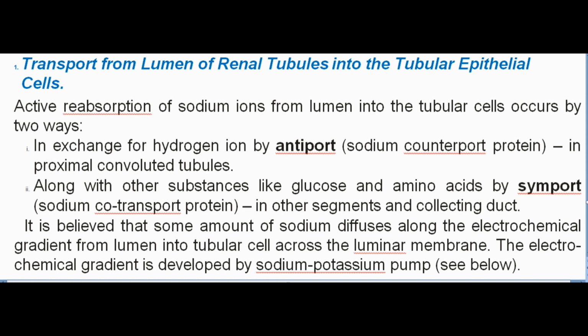Transport from lumen of renal tubules into the tubular epithelial cells. Active reabsorption of sodium ions from lumen into the tubular cells occurs in 2 ways: in exchange for hydrogen ion by antiport, sodium counterport protein, in proximal convoluted tubules; and along with other substances like glucose and amino acids by symport, sodium cotransport protein, in other segments and collecting duct. It is believed that some amount of sodium diffuses along the electrochemical gradient from lumen into tubular cell across the luminal membrane. The electrochemical gradient is developed by the sodium-potassium pump, see below.